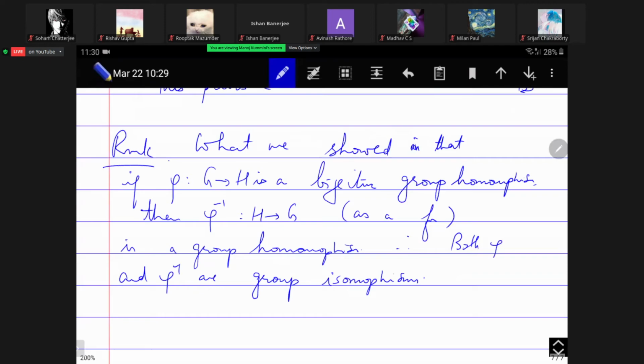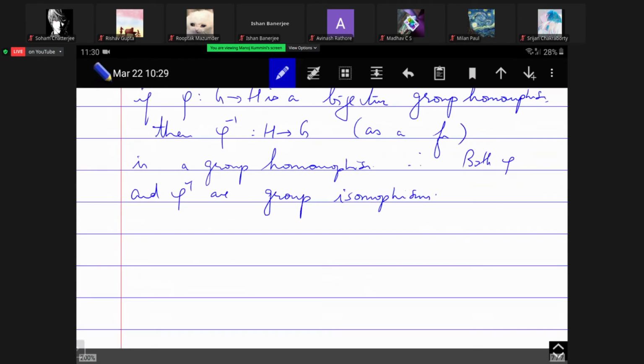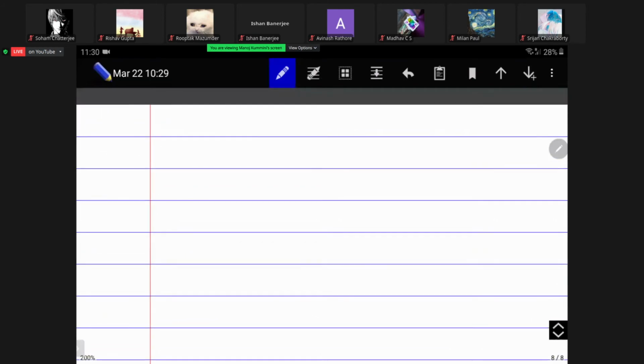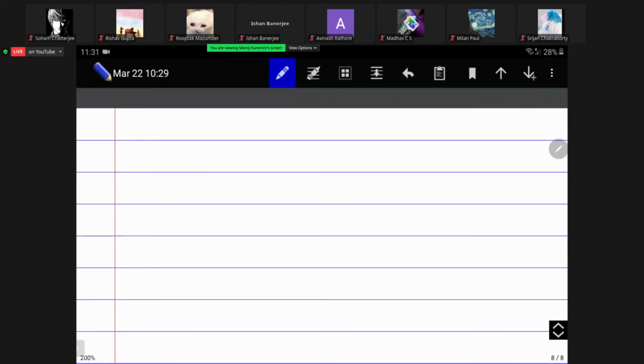So the notion of a group isomorphism: if two groups are isomorphic, they behave in exactly the same way. This is what that is. Sorry, okay.